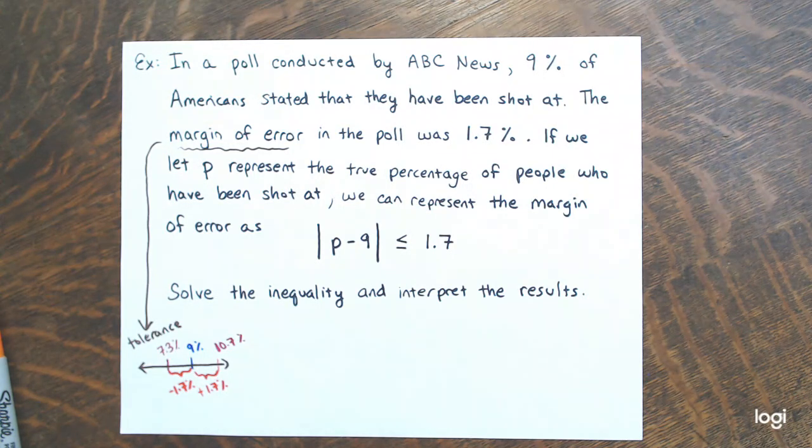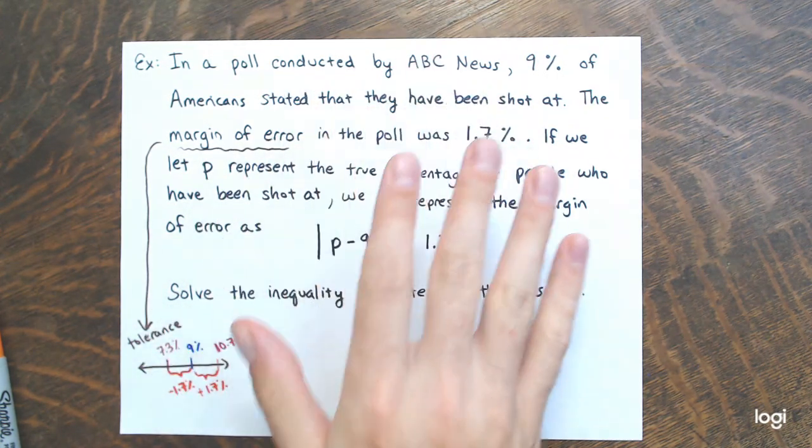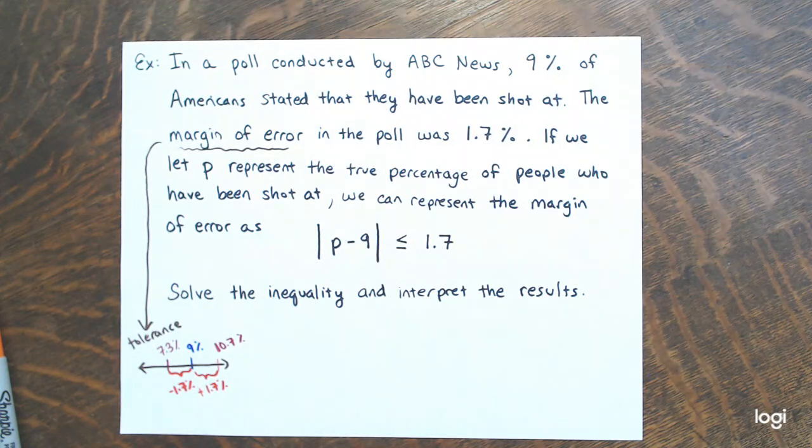Right. So basically, what this is saying is that the true percentage of Americans who have been shot at is, based on this poll, somewhere between 7.3% and 10.7%. Right. That's what margin of error means. It's 9% with a margin of error of 1.7. That means give or take 1.7% away from that 9%, and you'll get a range of values that should actually contain the true percentage of all Americans who have been shot at. Right. So if you knew what margin of error meant, you got your answer pretty quickly.